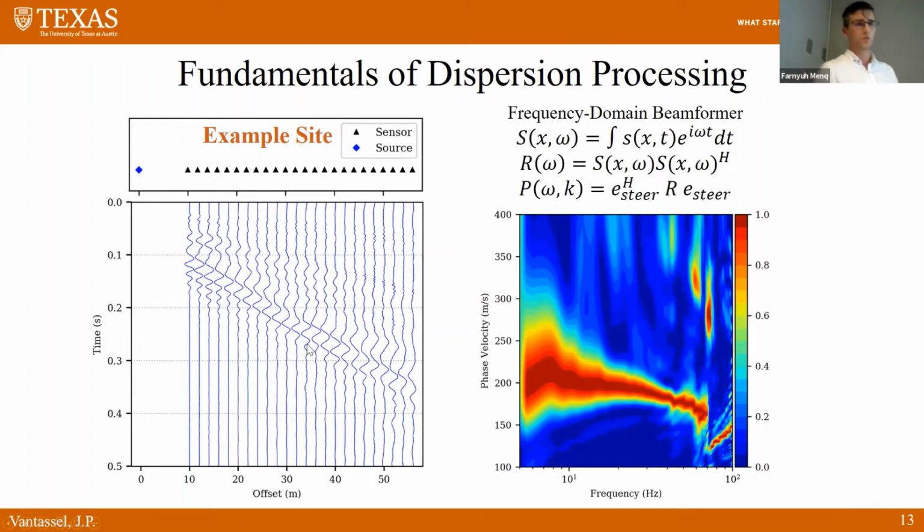We then beamform those signals. These equations up here at the top represent how we extract phase velocity, which is the vertical axis here, as a function of frequency. Once we make those picks on this phase velocity frequency plot, we're able to get a measurement of our dispersion.